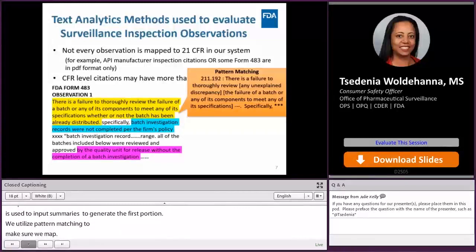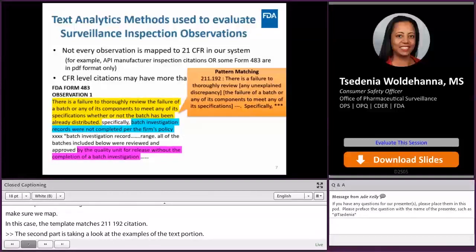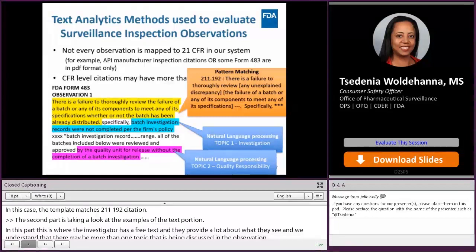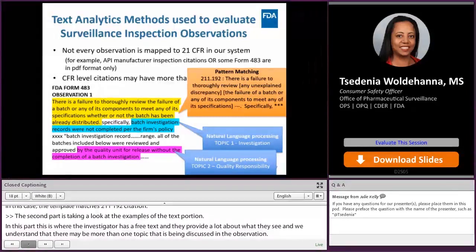The second part is taking a look at the examples or specific text portions. In this part, the investigator has free text, and they can write a lot about what they saw. At this point, we understand that there may be more than one topic being discussed within the observation. So this really helps us provide further insight as to what investigators are looking at. In this specific case, the investigator's main issue was investigation. They're citing it under 211.192 as they're discussing that specific observation.